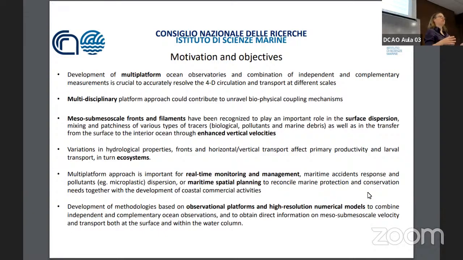So we also develop methodologies to understand the dynamics of the ocean. And for that, we need a very targeted observation that we can also combine with the model output and obtain direct information on the mesoscale and submesoscale activity and the transport related to these dynamics.